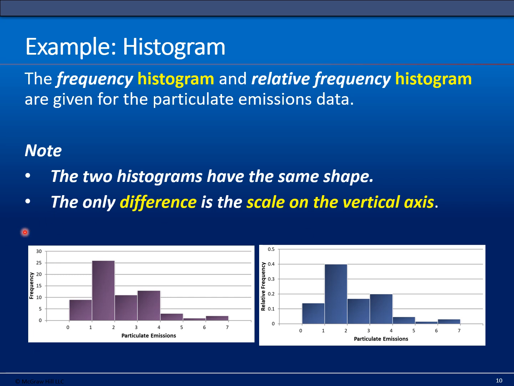On the left, we see the actual counts, or the frequency, and in the graph on the right, we see the relative frequency. So on the left, it's the number of vehicles that had the particulate emissions at a specific level. And on the graph on the right, it's a decimal that corresponds, not roughly, but exactly, to the percent of responses in that specific category.